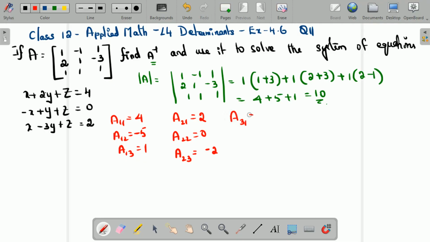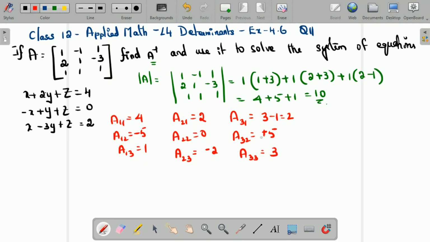Now A31 is going to be equal to 3 minus 1, so this is 2. A32 is going to be equal to minus 3 minus 2, which is minus 5. You already have a minus sign making it plus 5. Then A33 is going to be equal to 1 plus 2, which is going to be 3.